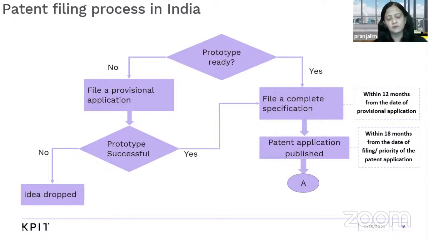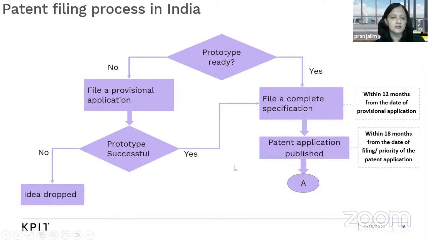But if your prototype is successful and your idea is really working and giving the required results, then you go ahead and you file a complete specification within 12 months of time frame. So then you file a complete specification, and then the patent office will publish your patent application within a certain time frame.